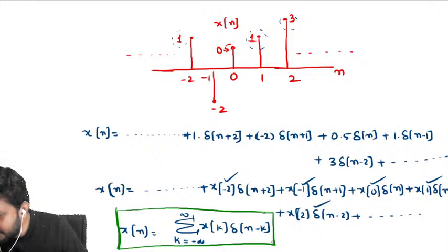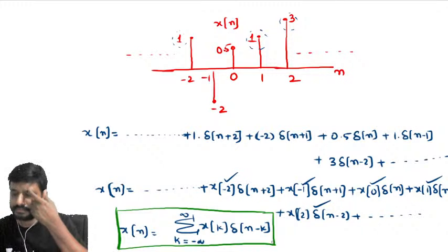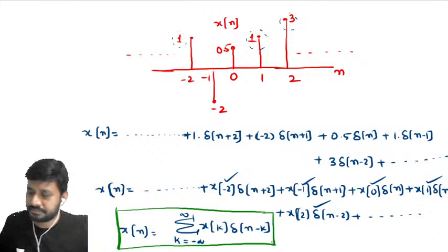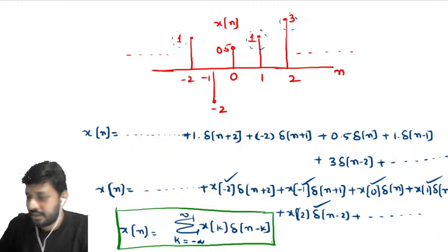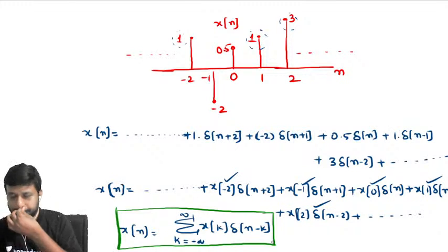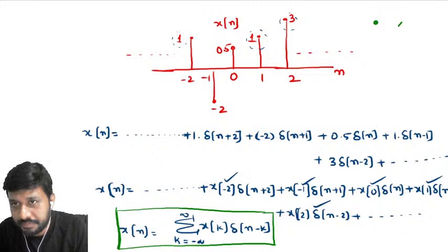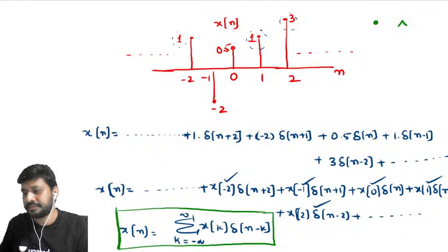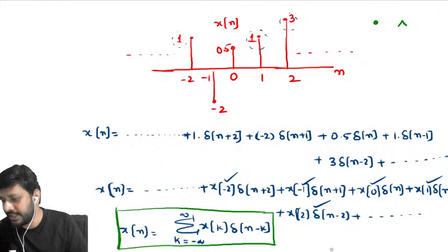Here the coefficient represents the value, Vignesh, not the area. In discrete time it represents value only. If it were area, I would have represented it with an arrow instead of a dot. Go back to your impulse train, you will better understand.